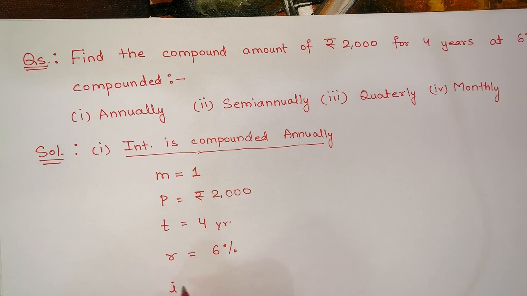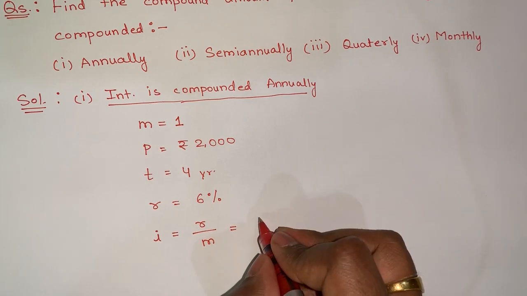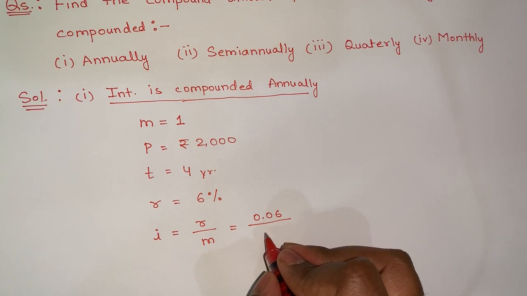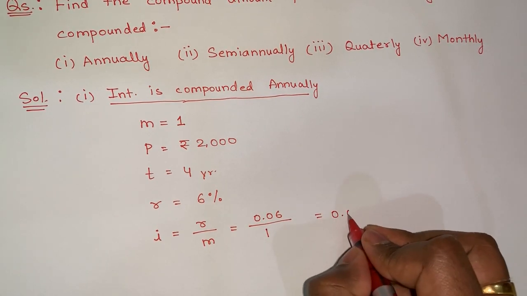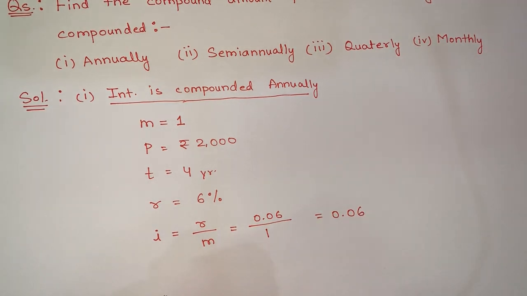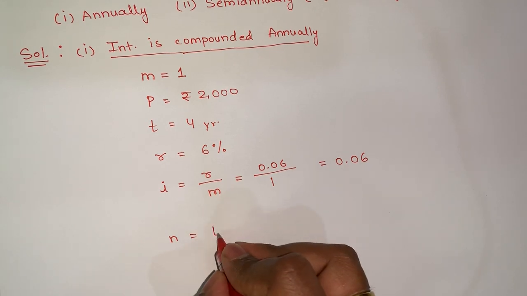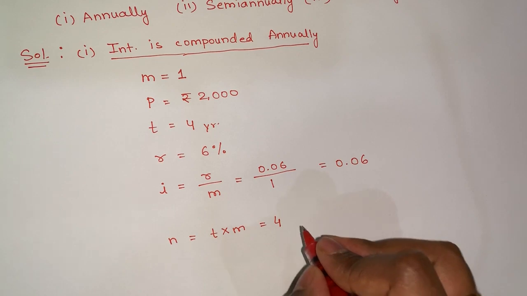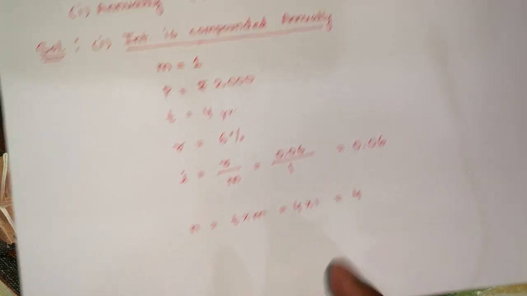Therefore, what is my I? I equals r by m, which is 0.06, that is 6%, divided by m. M is 1, so this is equal to 0.06. Now what is my n? n is equal to t multiplied by m. What is my time frame here? 4 years. My m is 1, so n is equal to 4.